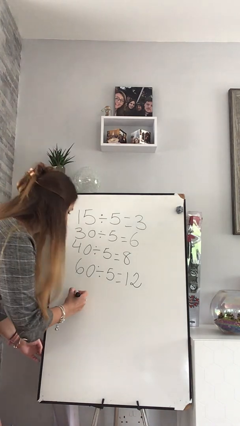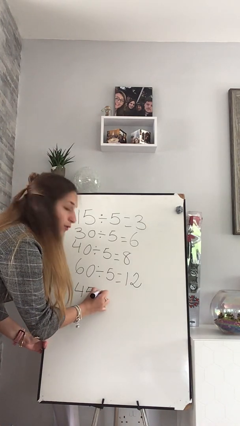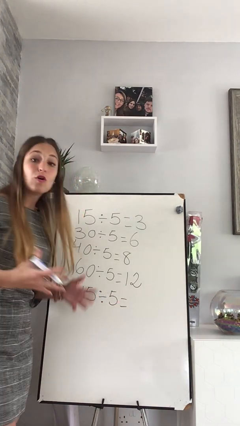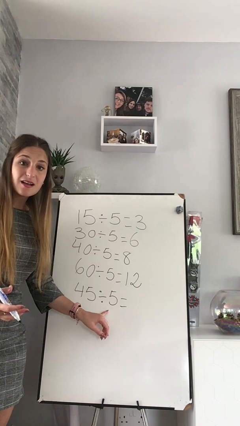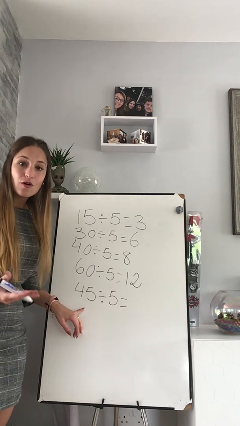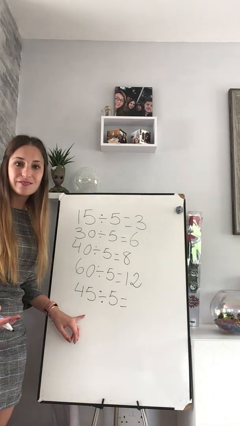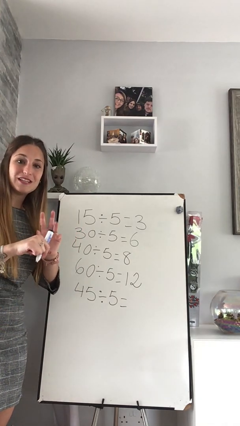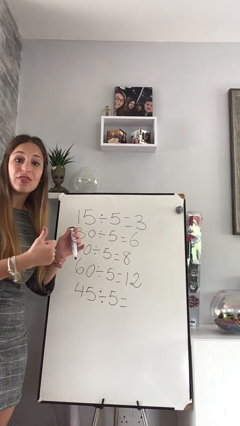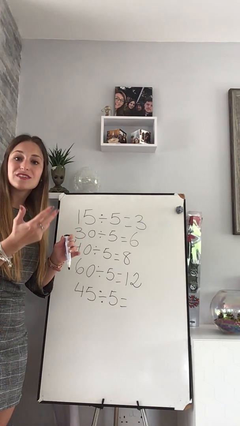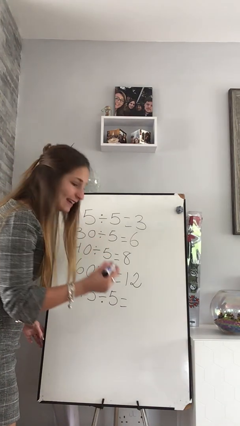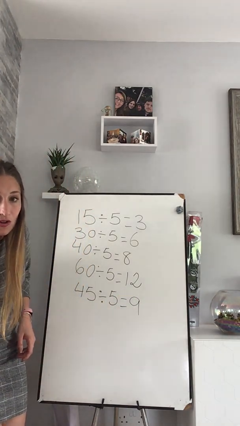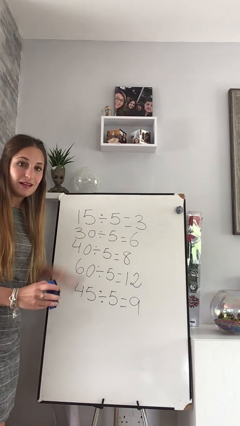And the last one was 45 divided by 5. On my 5 timetable, what number times 5 is 45? How many 5s are in 45? How many times do I need to count in 5? 5, 10, 15, 20, 25, 30, 35, 40, 45. 9. Well done.